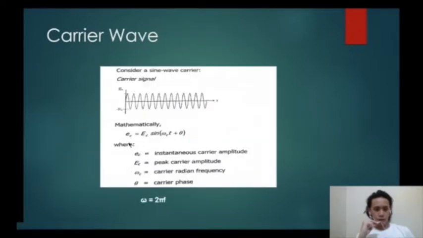So, this is the equation in finding the instantaneous carrier amplitude. Kaya natin makuha yung value ng carrier amplitude at any given time, basta given ang peak carrier amplitude, ang carrier radian frequency, and carrier phase. Recall natin na yung radian frequency is equal to 2 pi f, where f is the frequency of the wave.